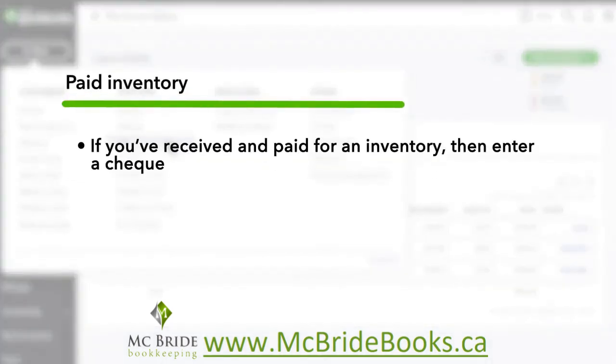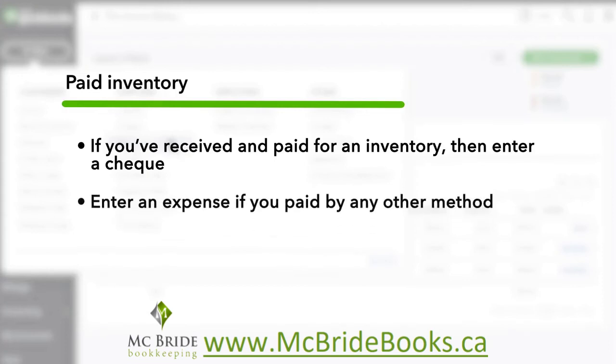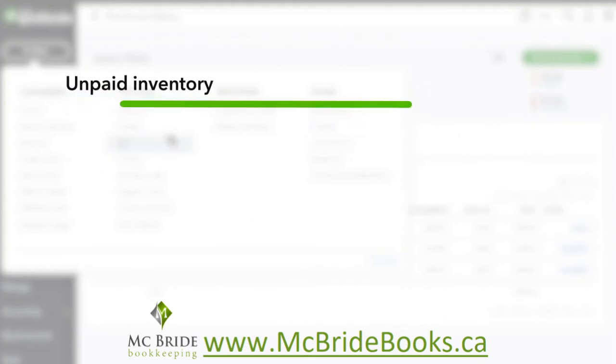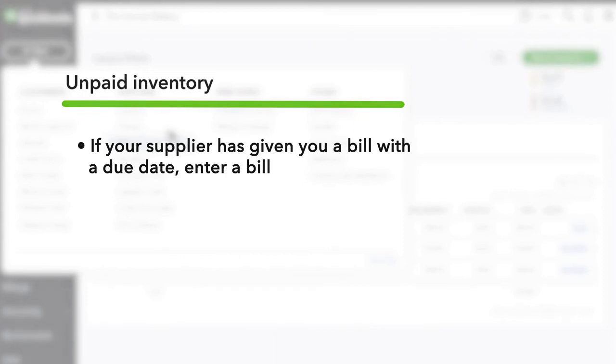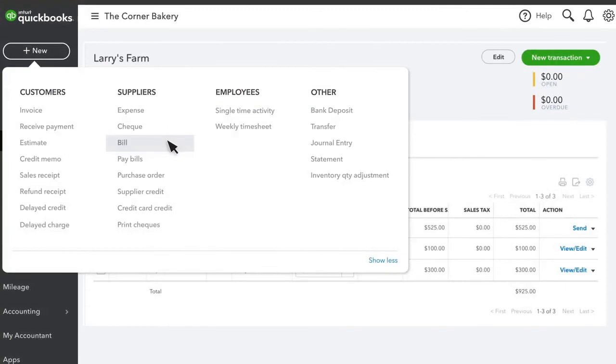If you've received and paid for the inventory already, then you'll enter a check if you've paid by check or an expense if you've paid by any other method. If you haven't paid yet and your supplier has given you a bill with a due date, then enter a bill. These methods are all very similar. For this example, we'll enter a bill, but there are videos with more details on how to record bills, checks, and expenses at the end of this video.